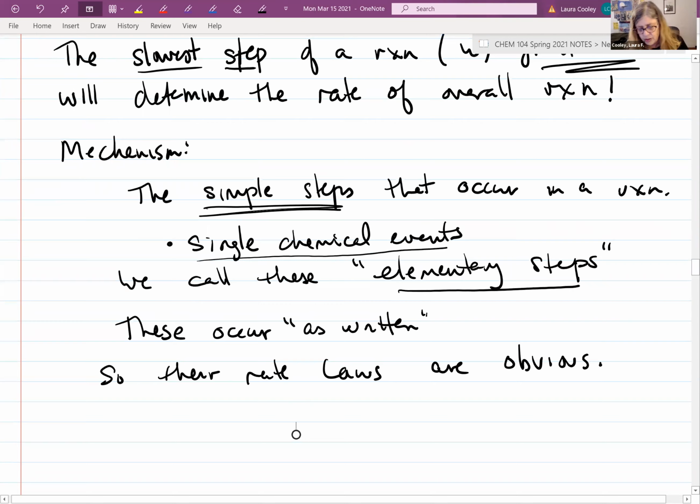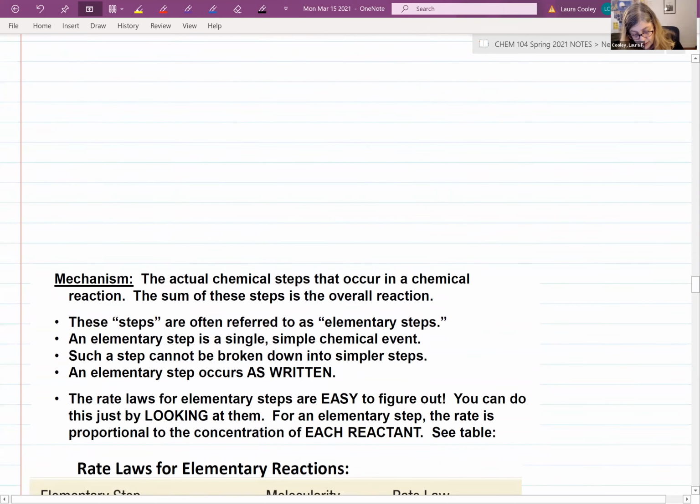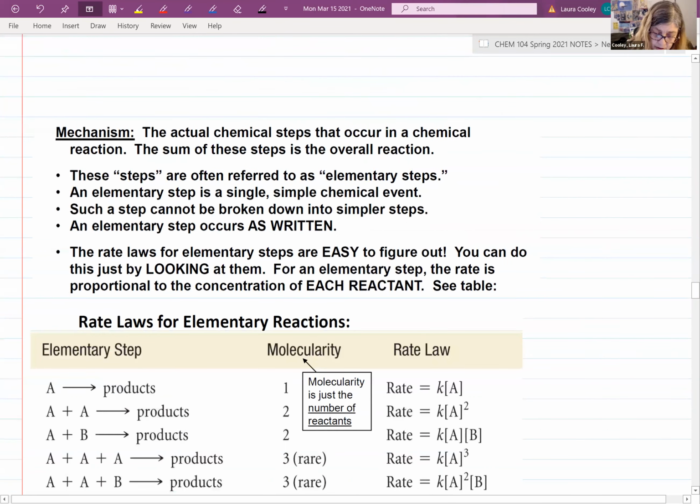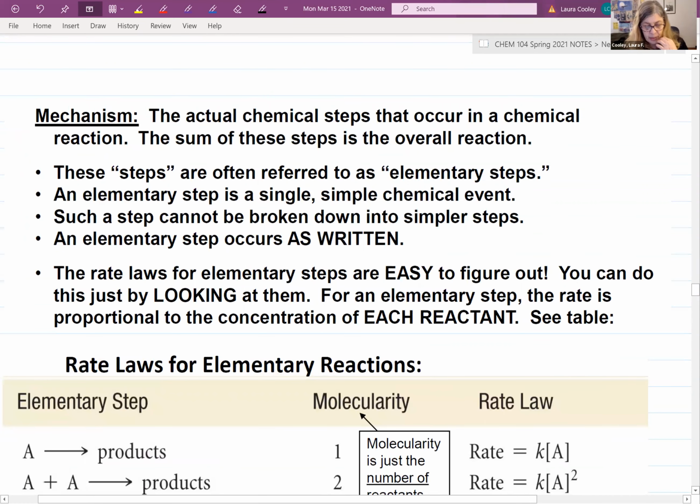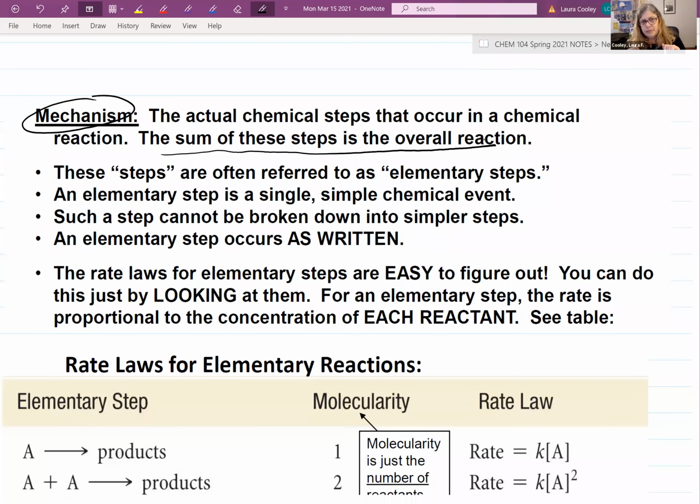Okay. So here's a slide that goes over just what I just said. The actual chemical steps that occur in a chemical reaction is the mechanism. The sum of these steps, I didn't say this, but this is true: if you add up all these steps, that's the overall reaction. Okay, I'll show you about that. Like I said, these are elementary steps. Each is a single, simple chemical event. They can't be broken down into simpler steps, and they occur as written.